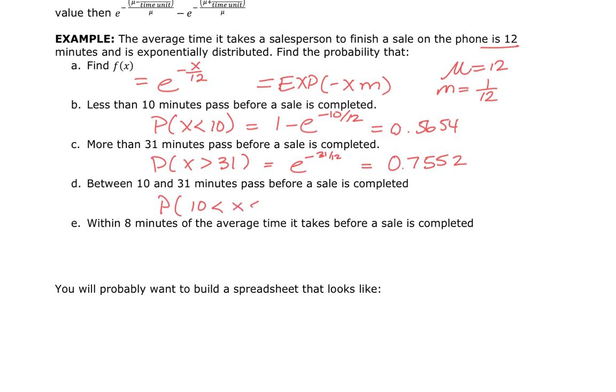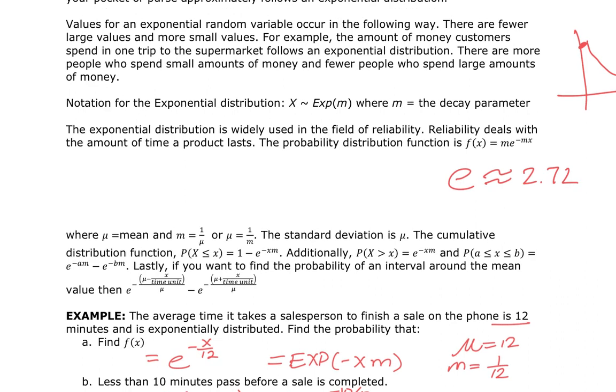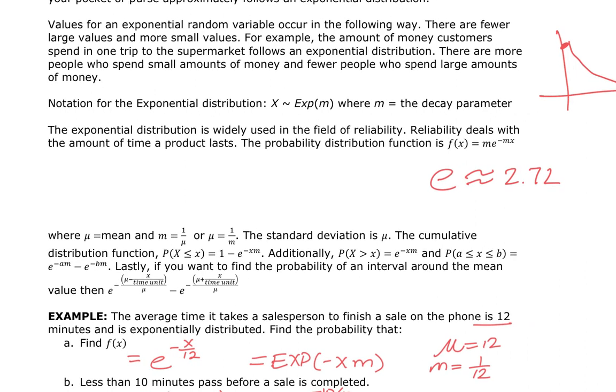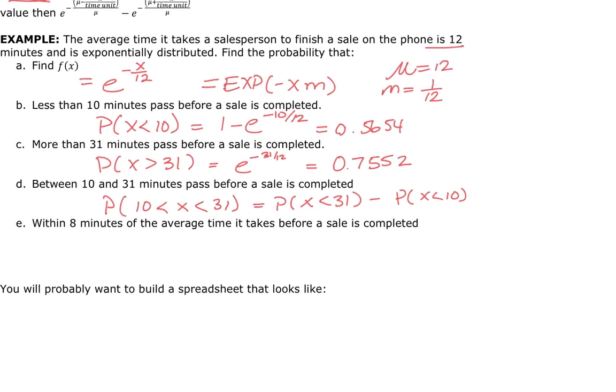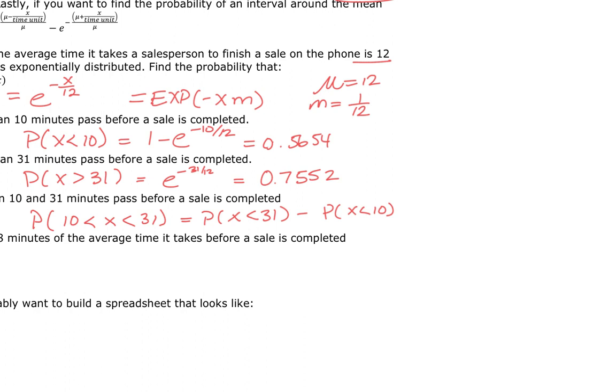10 less than x, which is less than 31, which is the probability of x less than 31 minus the probability of x less than 10. And you're thinking, shouldn't it be greater than 31 and minus 10? No. So if you remember here, that it's this. And also if you look down on my spreadsheet, that's what I'm doing. So I would do these two probabilities, and when I got done, I end up with 0.3591. Now let's take a look at our last example here.